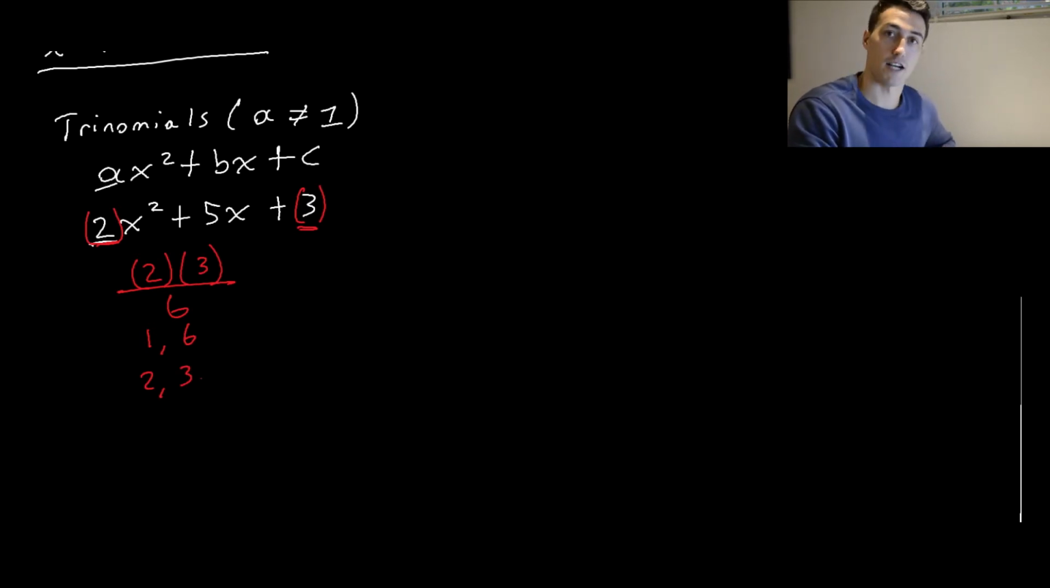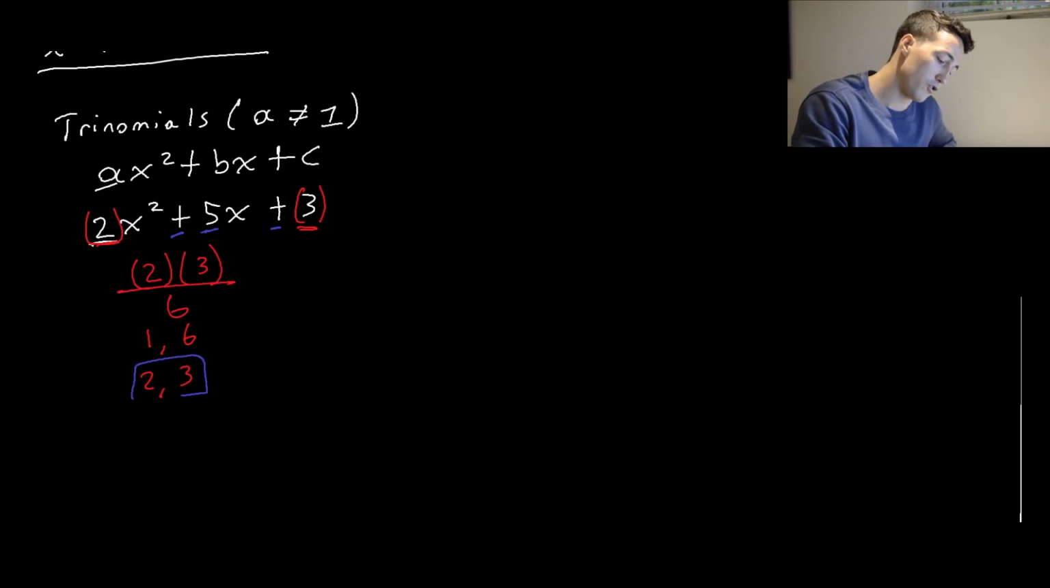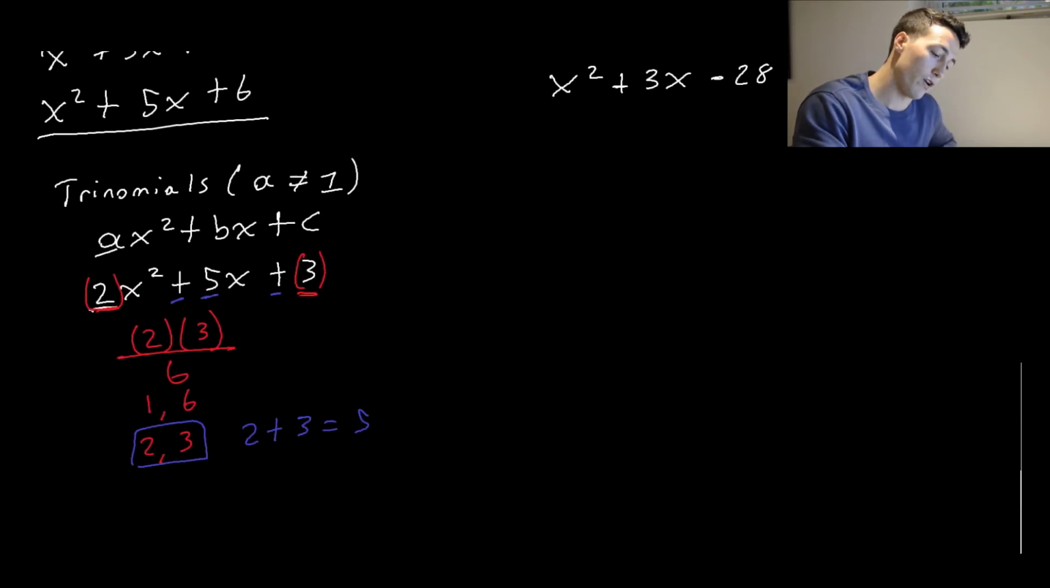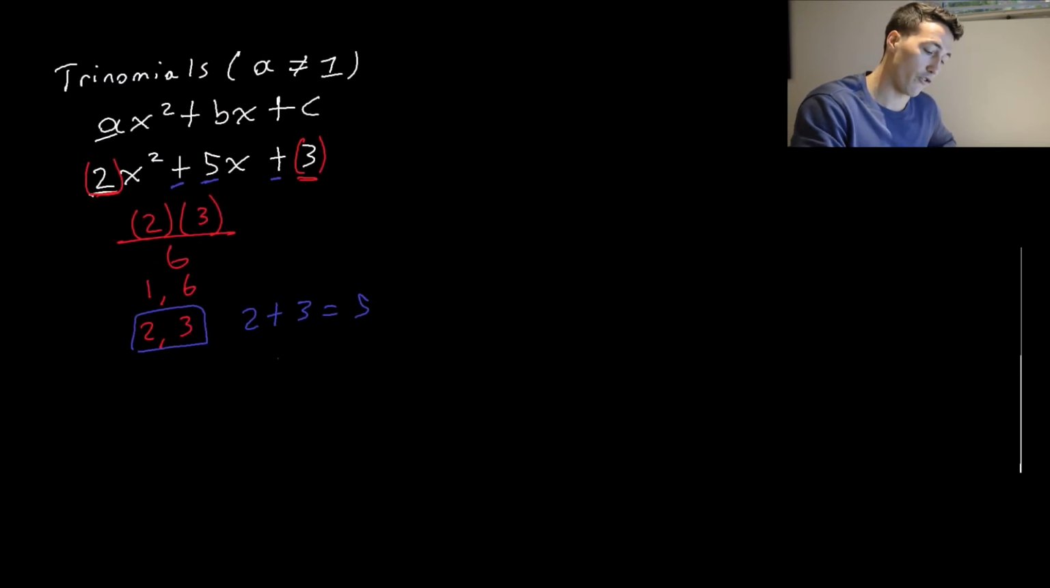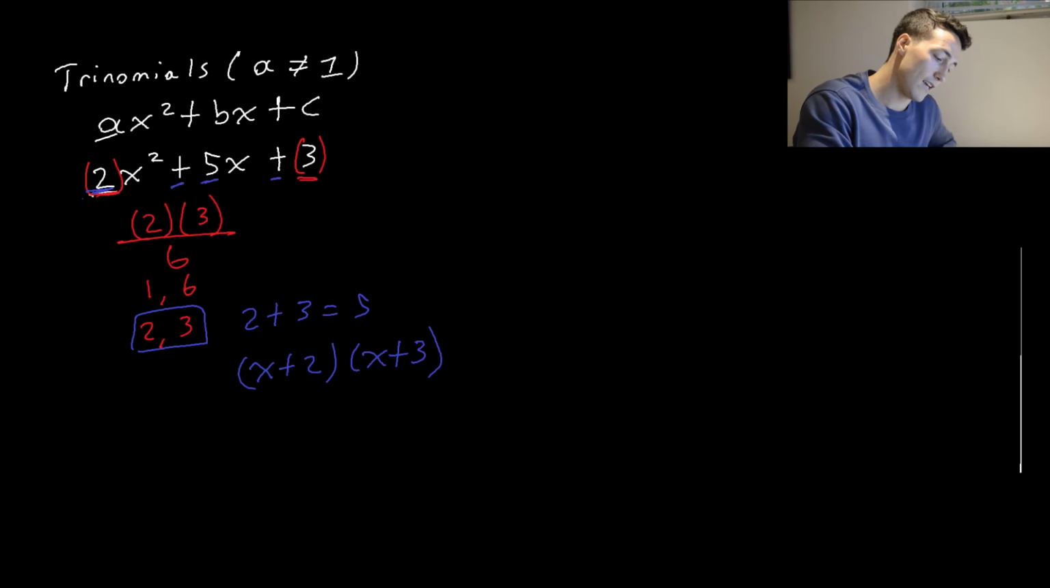Now we've satisfied that first criteria of a multiplied by c. Now we're going to satisfy the second criteria, where the sum of the factors is going to equal this 5 value. In this case, everything's positive, so we're going to have positive values for all of them. Well, 1 plus 6 is 7, that's not going to be 5. But 2 plus 3 works. 2 plus 3 is equal to 5. If the trinomial was of the form where a is equal to 1, we'd be done, and we could have written x plus 2 times x plus 3. But that's not going to be the case here because a is not equal to 1.